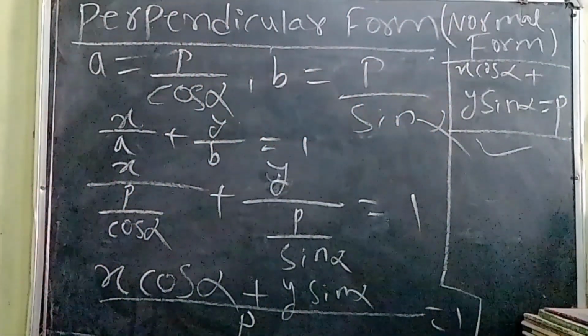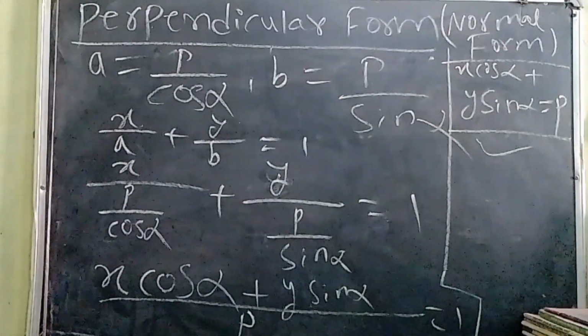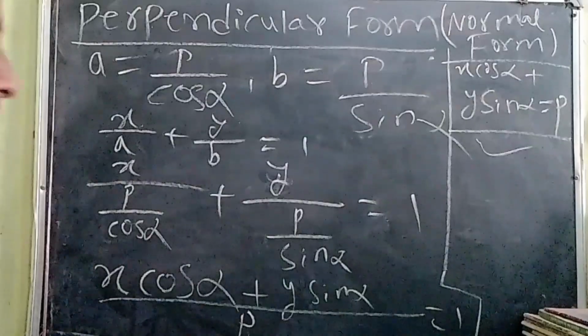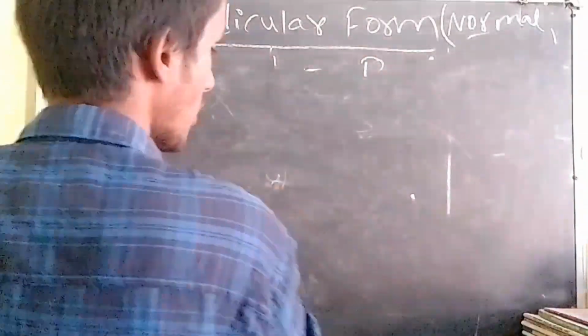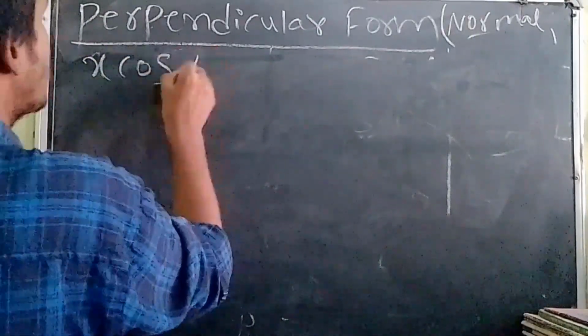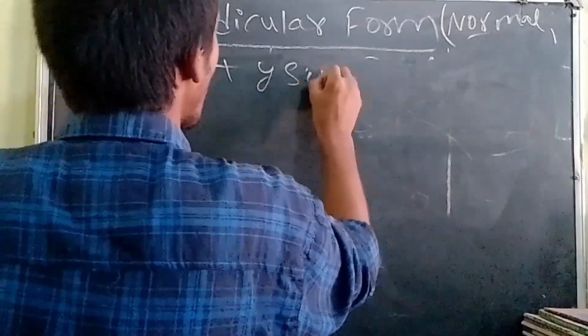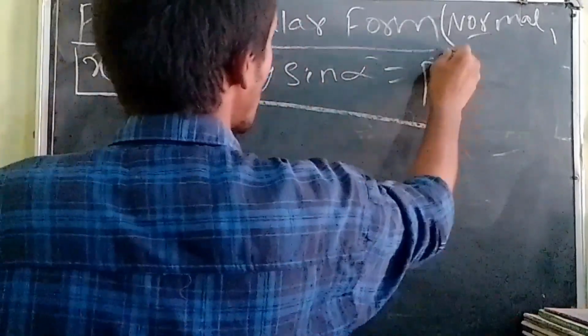So note this down, these steps as well, these manipulations, and how I derived this formula. Note this down by pausing the video, and I'll go ahead further now. So this will be x cosine alpha plus y sine alpha is equal to p. This is our main thing, the equation that you need to remember.